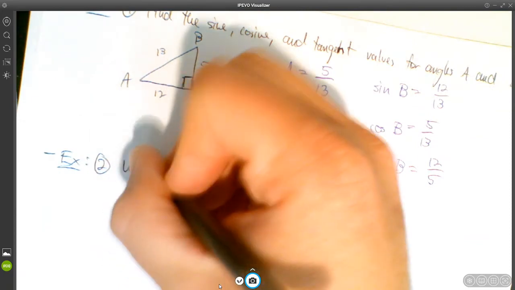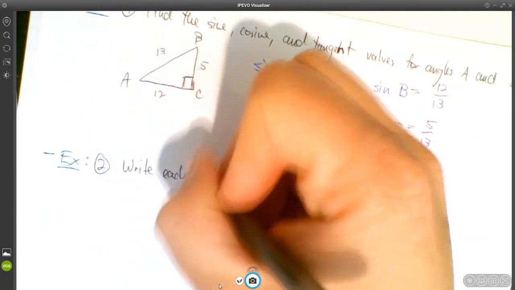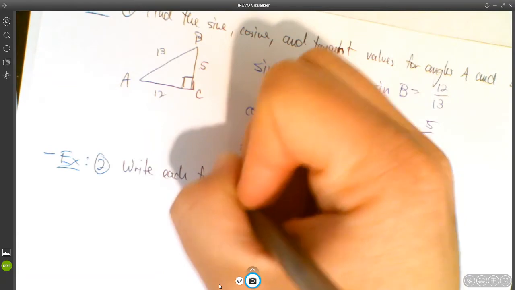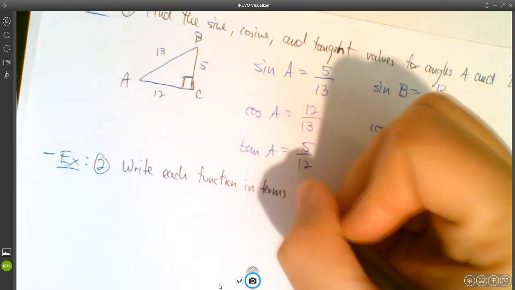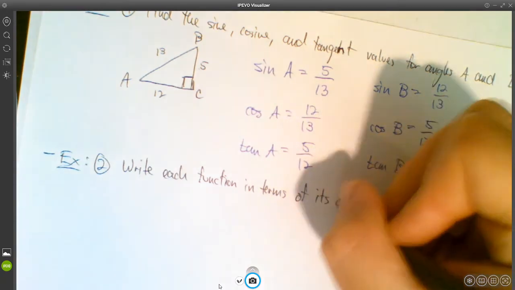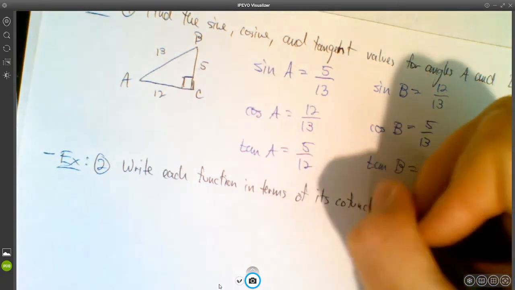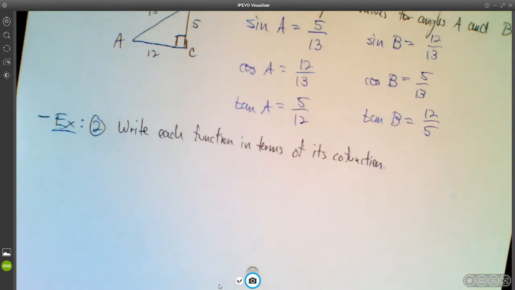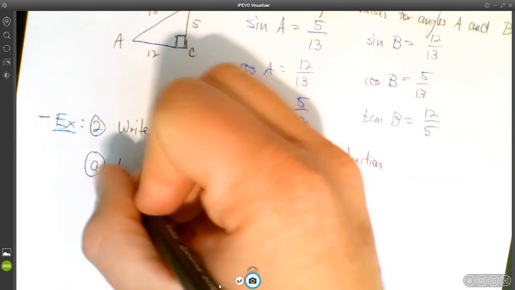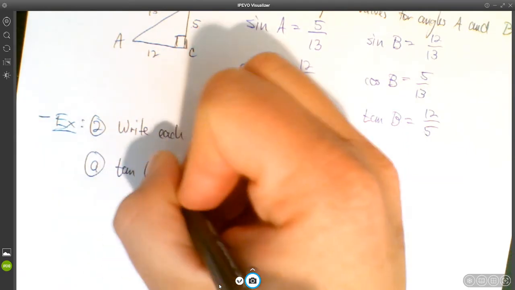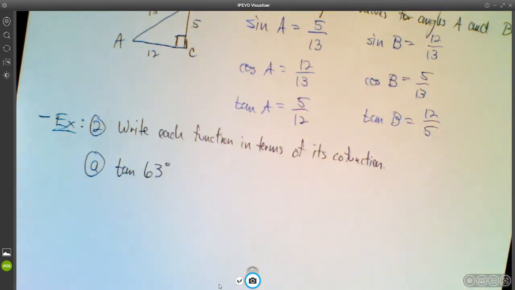So let's write each function in terms of its cofunction. Okay, so I'll give you an example of this so that you understand what it is that I mean.